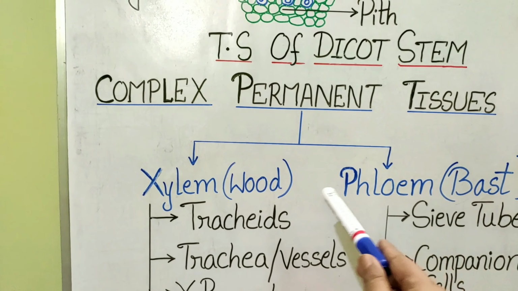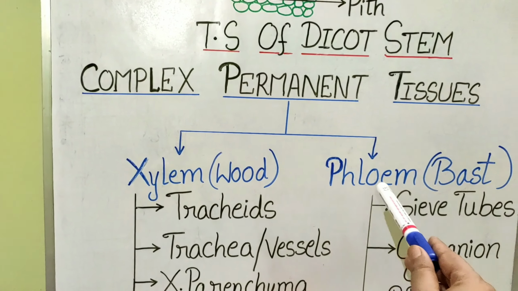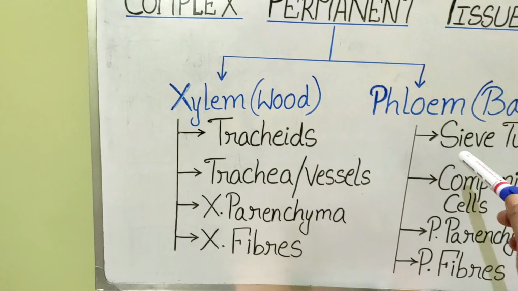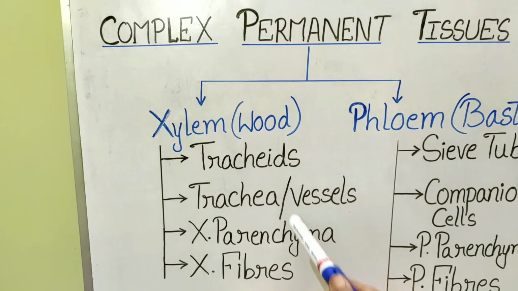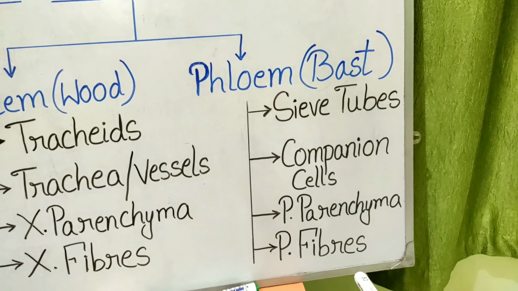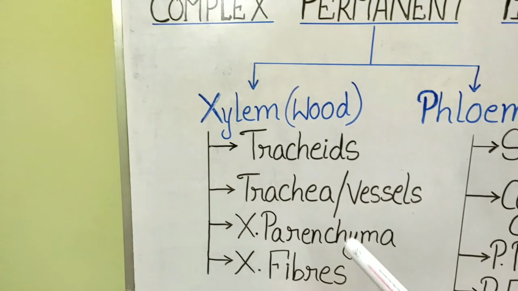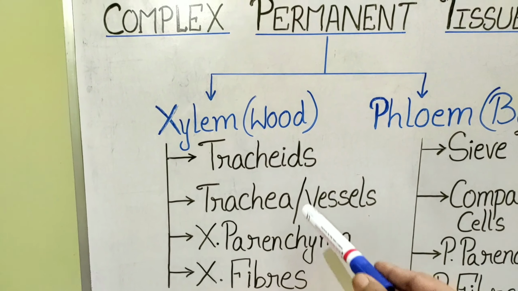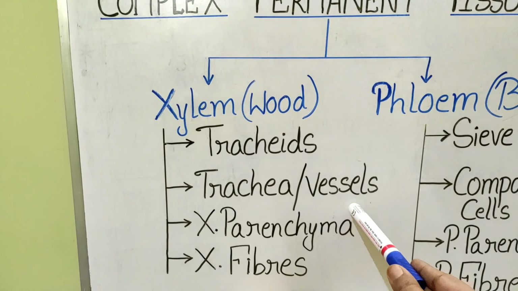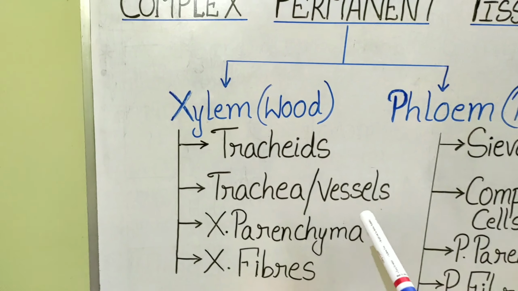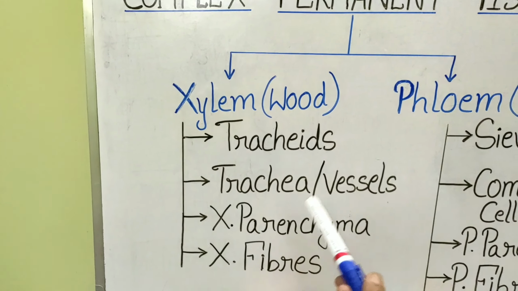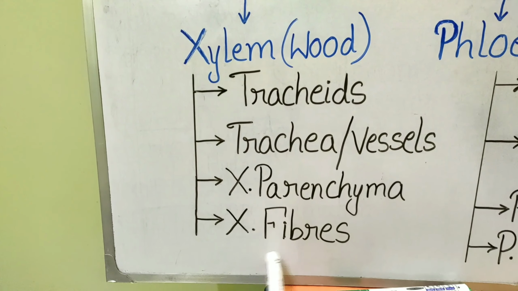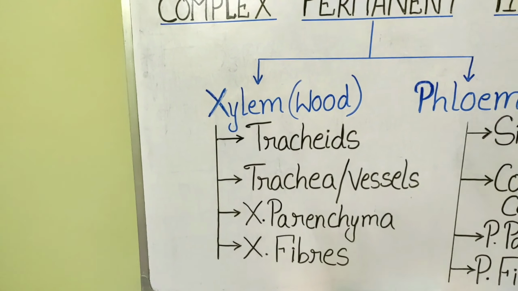Now these complex permanent tissues, the major ones, that is xylem and phloem, are further classified into various components. Each of them has 4 components. Xylem has 4 components, phloem also has 4 components. Now what are the components of the xylem? Xylem's 4 components include tracheids, trachea or vessels. Vessels and trachea mean the same. You can write either trachea or vessels. Xylem parenchyma and xylem fibers. So these are the 4 components of xylem.